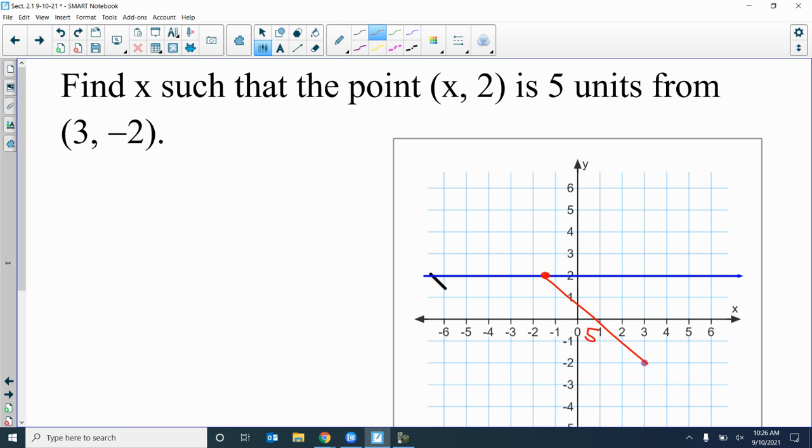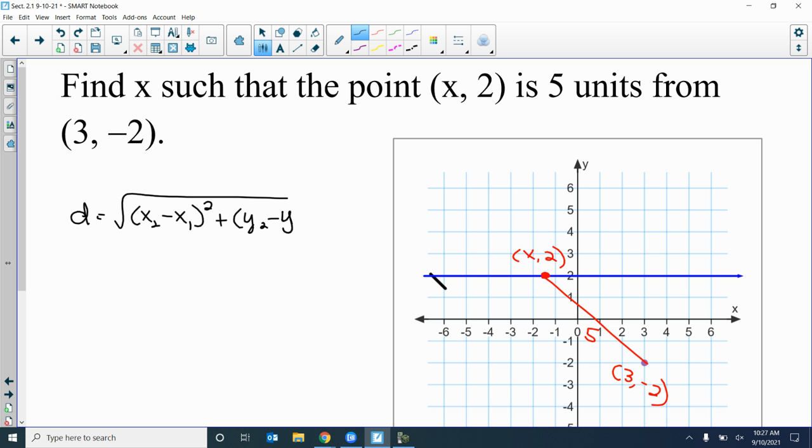What are the coordinates, or how do I represent the coordinates of that point? You represent this point as x comma 2 because we do not know the x value. This point we know it's 3, negative 2. So use your distance formula. Let me just write that down in general. Distance equals square root of (x2 minus x1) quantity squared plus (y2 minus y1) quantity squared.